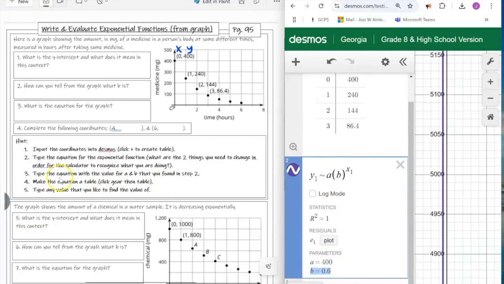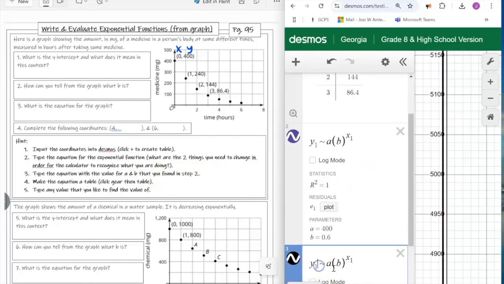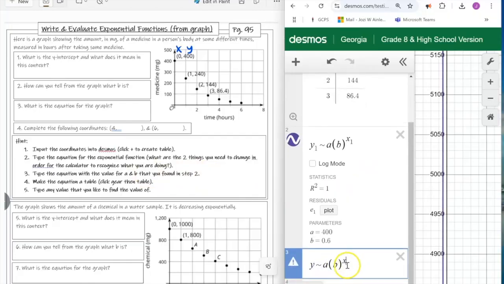All right, so type the equation with A and B that you found in this step. So we're going to retype this equation, okay, but with A and B. So just the regular equation with an equal sign. So my A, according to this, is what? 400. So I'm going to replace this with 400. My B is equal to what?